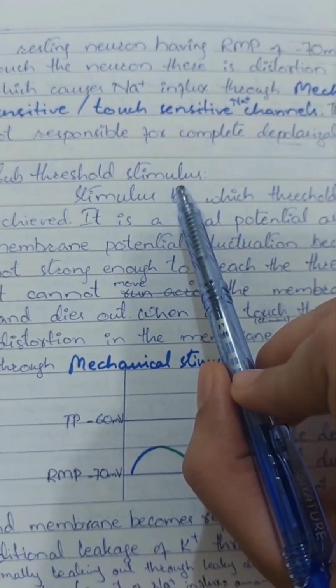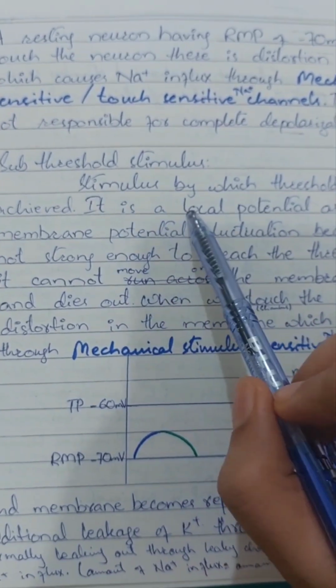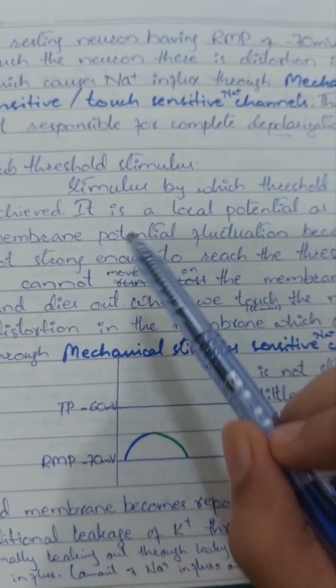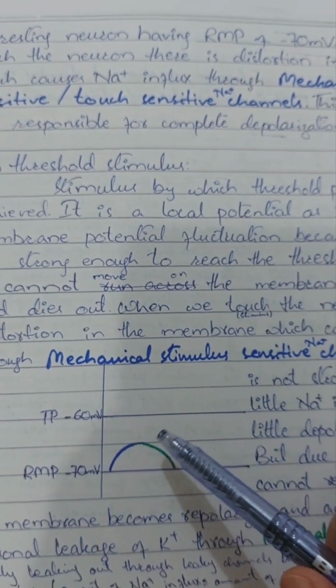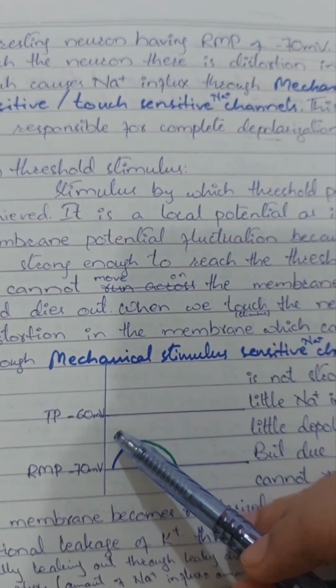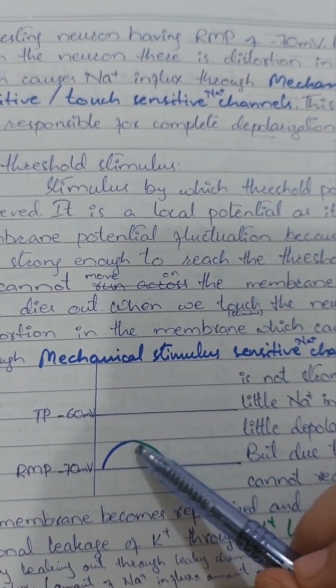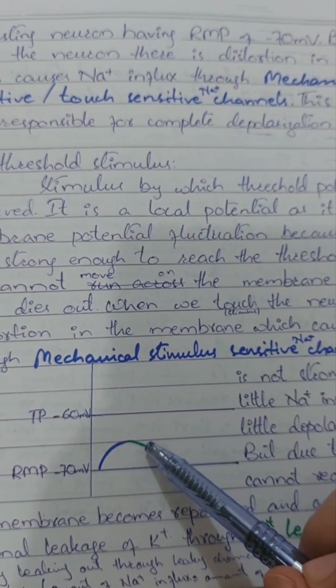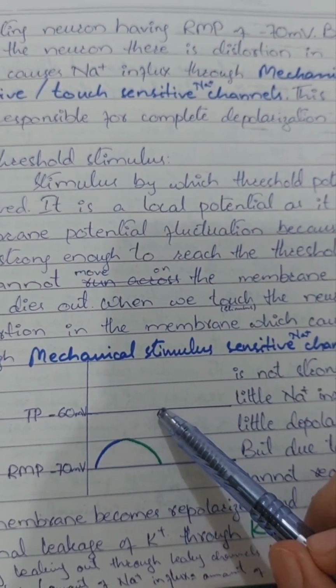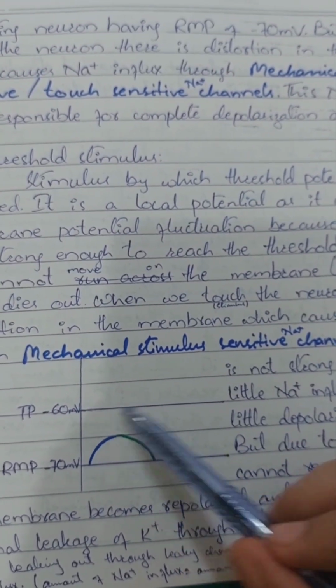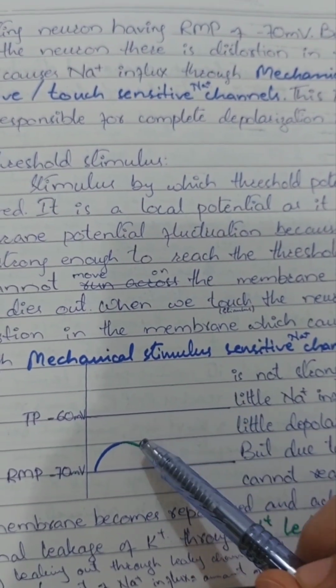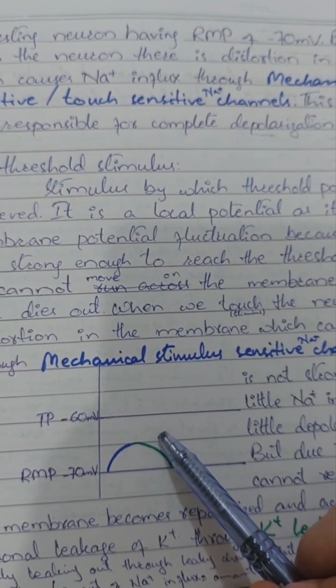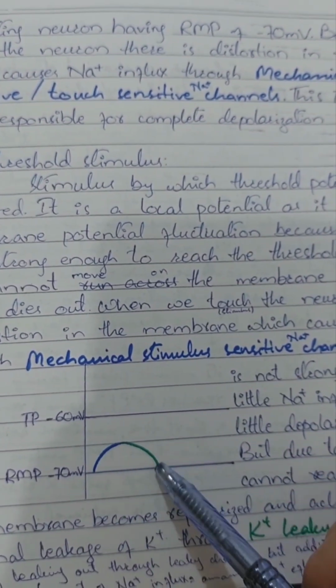The subthreshold stimulus. Stimulus by which threshold potential is not achieved. It is a local potential. It causes little membrane potential fluctuation because the stimulus is not strong enough to reach the threshold potential. So it cannot move on the membrane, it cannot produce action potential and dies out.